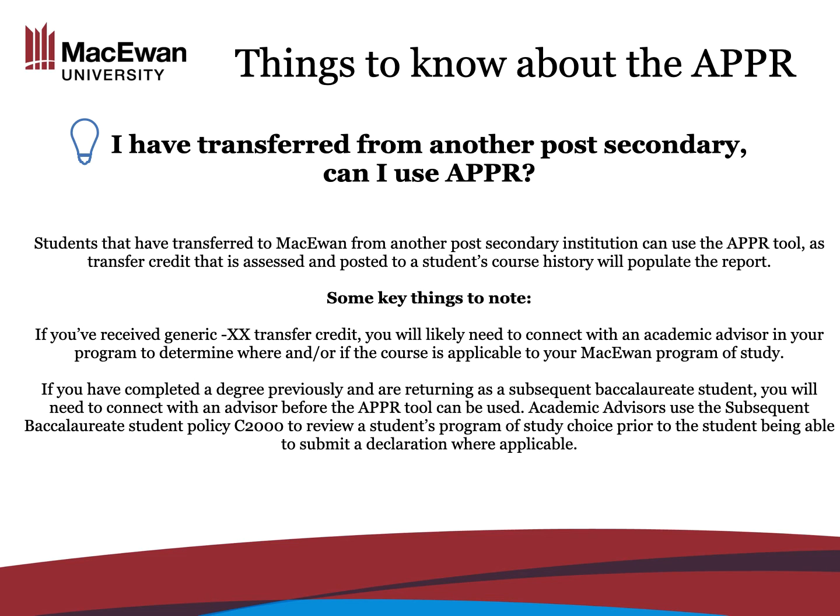If you've completed a degree previously and are returning as a subsequent baccalaureate student, you will need to connect with an advisor before the APPR tool can be used. Academic advisors use the Subsequent Baccalaureate Policy, C2000, to review a student's program of study choice prior to being able to submit a declaration, where applicable.